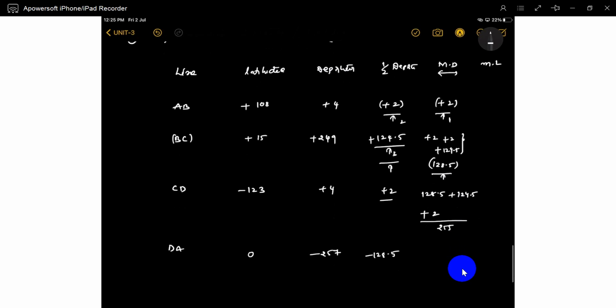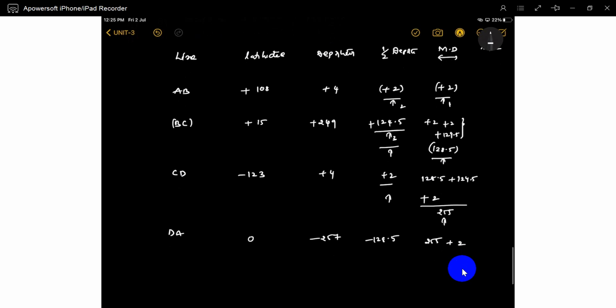What is the meridian distance? The previous meridian distance plus half of the departure of the previous line, so half of the departure of the previous line is 2, plus half of the departures of the line itself, which is minus 128.5. So minus 127.5. Okay. See, what is the value? It's again 128.5, positive. Understood? That's it. Simple.